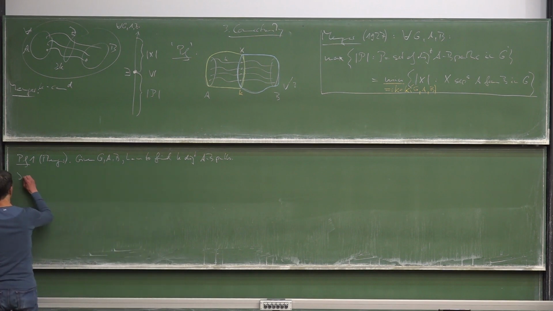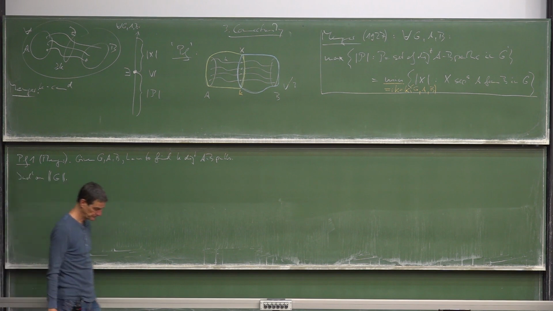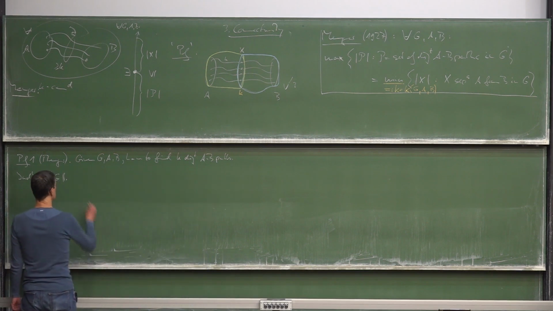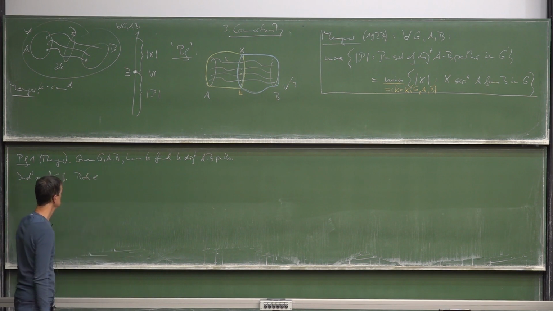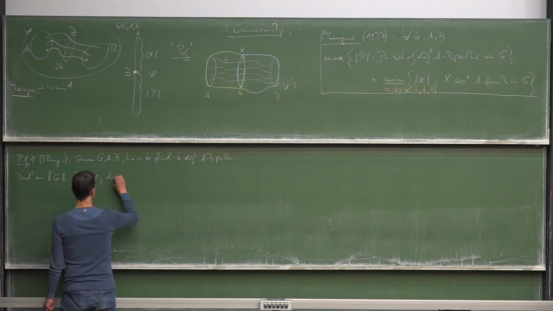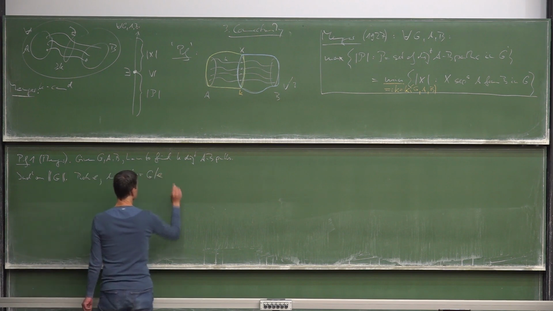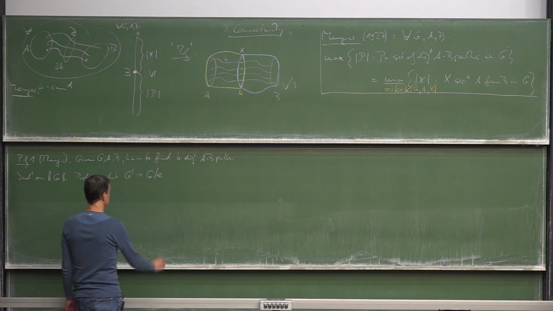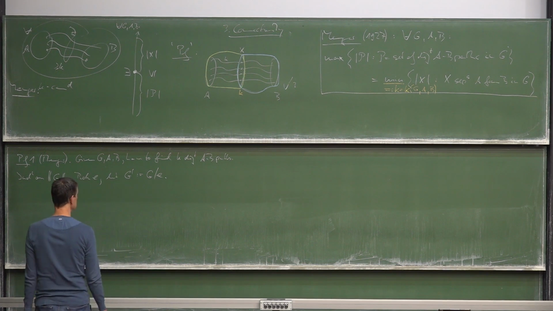And this time we'll be a little more subtle, and we'll do induction on the number of edges. So let's pick an edge. And let's consider the graph G prime obtained from G by contracting this edge. Then let's try and apply induction and see what happens.